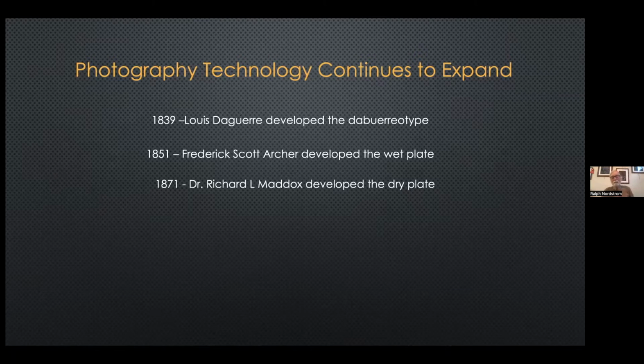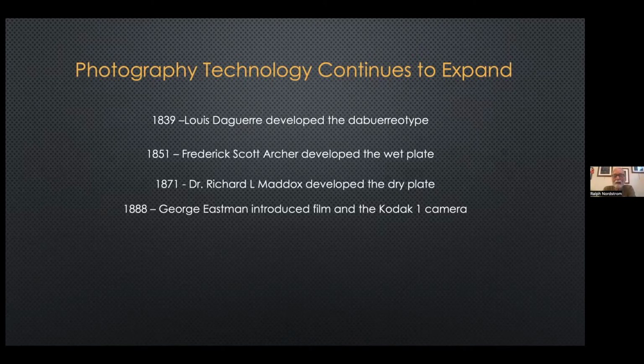But at this point, this is a world for passionate photographers who actually knew chemistry. During that period of time, that was an incredibly important skill. But a fellow by the name of George Eastman turned everything on its ear when in 1888 he developed film and the Kodak One camera.